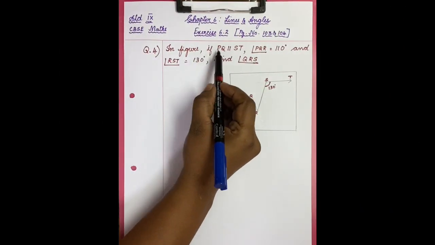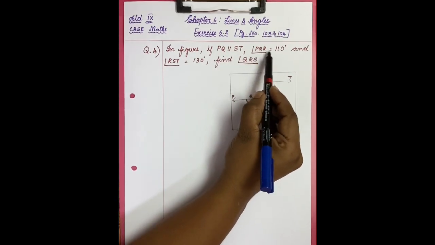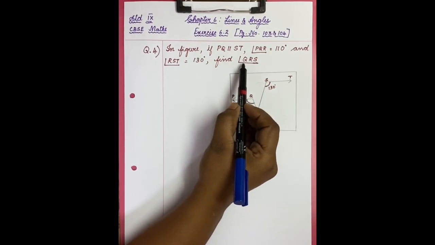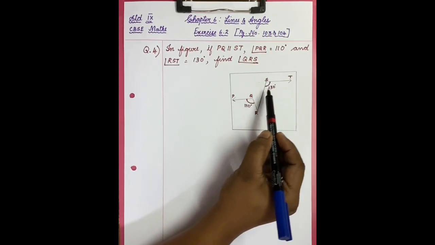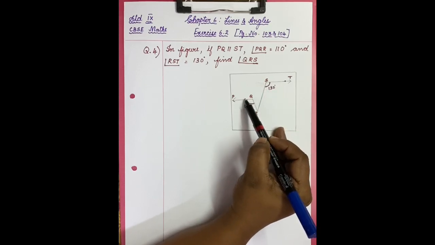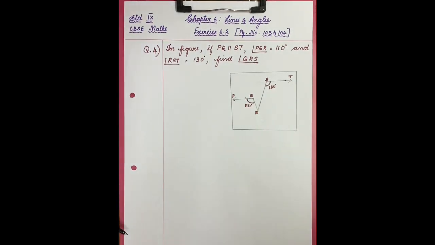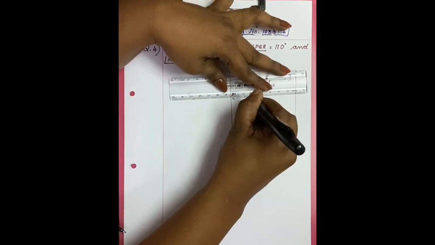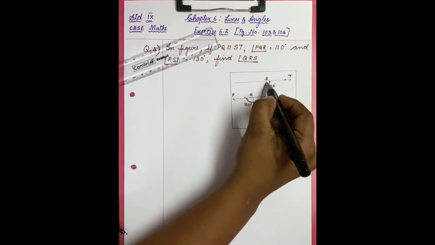In the figure, if PQ is parallel to ST, angle PQR is 110 degrees and RST is 130 degrees, find angle QRS. So let's see, where is PQ? PQ is this line and ST is this line. It looks not like the usual diagram, but if you just extend this, using a pencil and a scale, ST is a line, and usually a line can be extended. In this way, if I extend, yes, you are getting two parallel lines and this is the transversal.